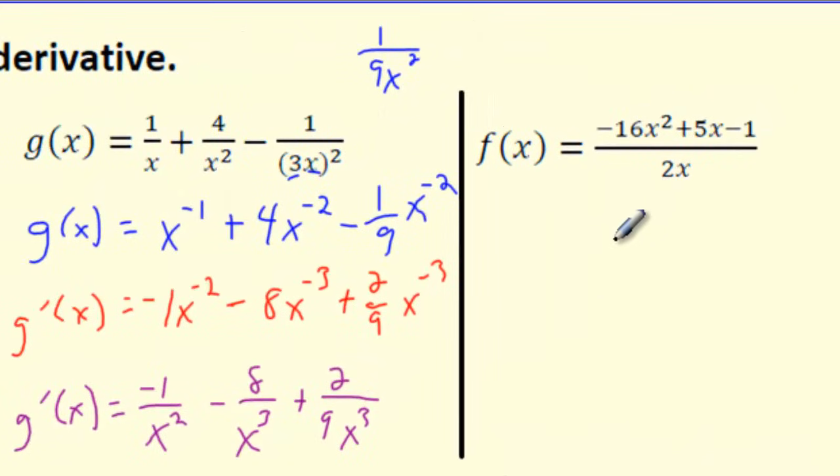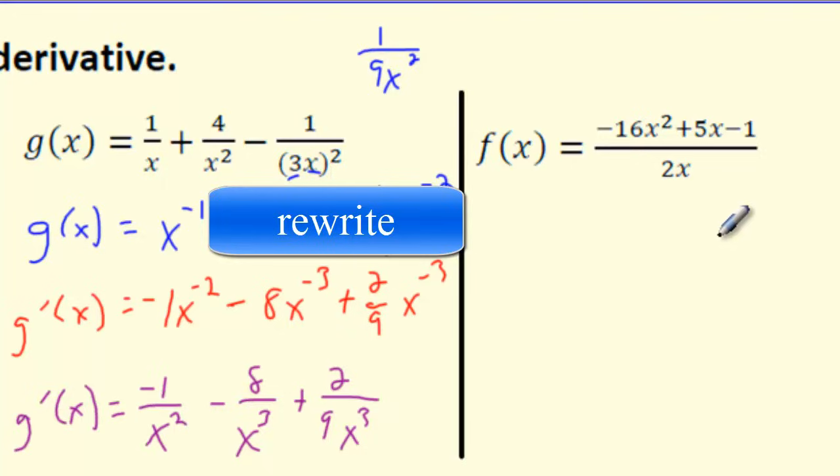Excellent. Here's another rewrite one. This is a great one here. Sometimes I need to break up the fraction. It'd be weird if I try to bring this 2x up. You can do it, but that's going to be later on. I can split this fraction up. So let's rewrite this as 3 separate fractions, because there's one term on the bottom. Take every term on top and divide it by that one term on the bottom. So negative 16x squared over 2x plus 5x over 2x minus 1 over 2x.